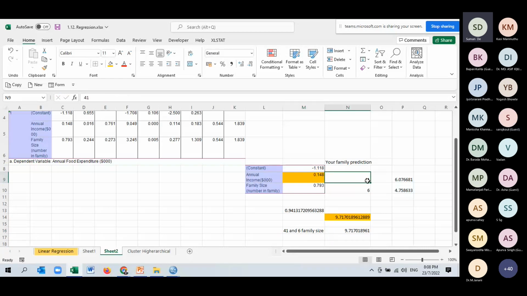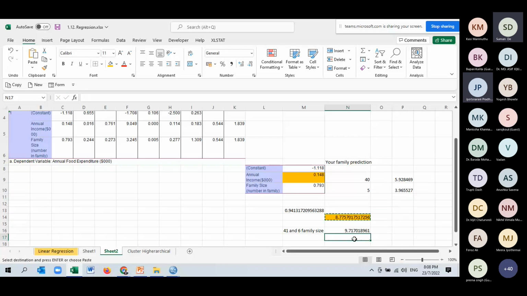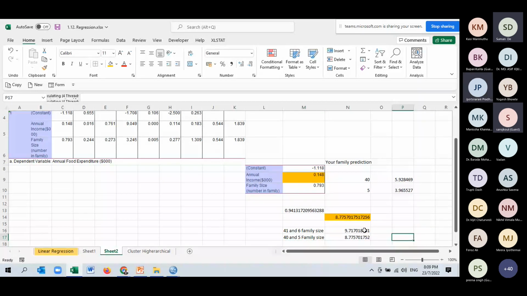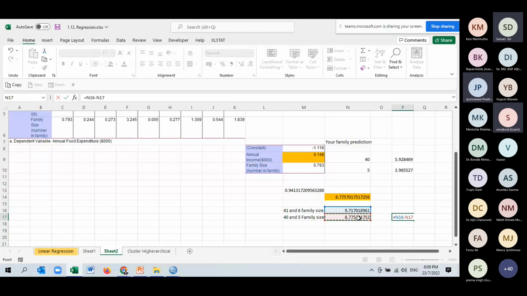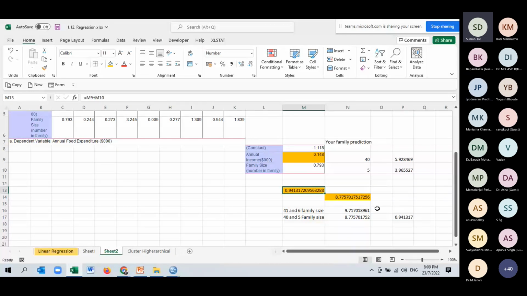Suppose I change it to 40 and 5, this is for the family of 40 and 5 family size. What is the difference between these two? How much difference is there? This value minus this value, you will come to know the difference. Can you see the differences of these two? This and this, are they the same? Yes, sir. This and this, are they the same?